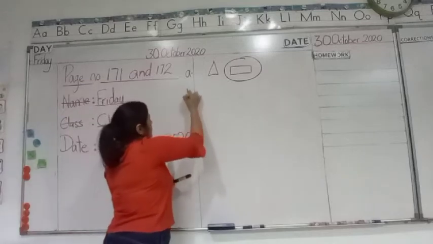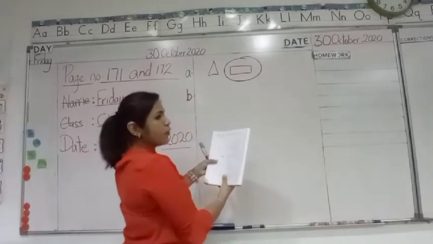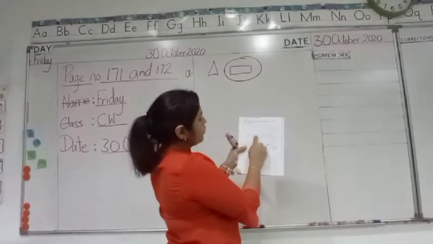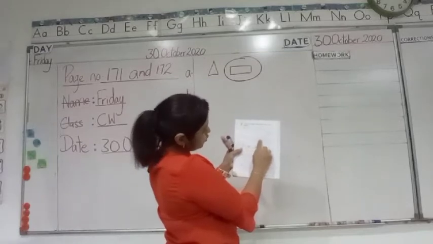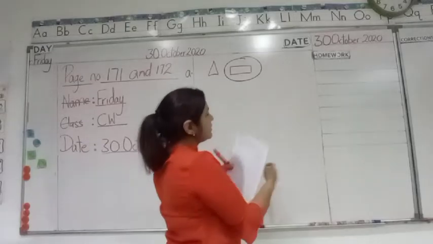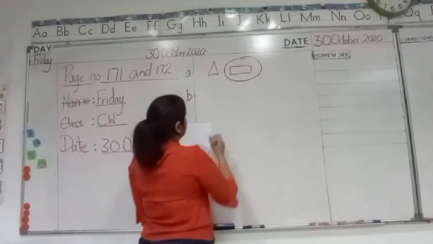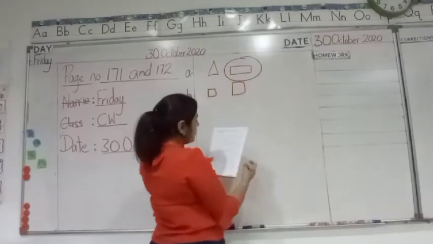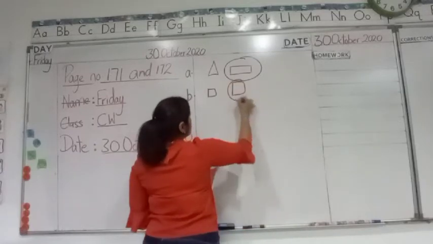Now, letter B, let's follow the shape. Here, all are squares but of different sizes. Small square, big square, big square, small square, big square, small square, big square, small square. Next is what? Big square or small square? Yes, it is a big square. Very good. So circle the big square.